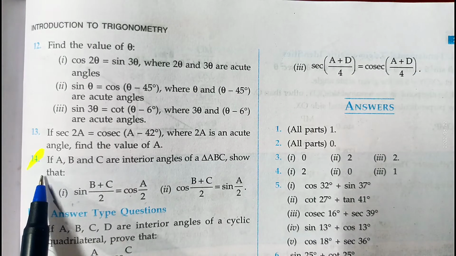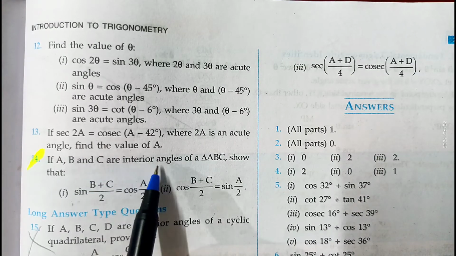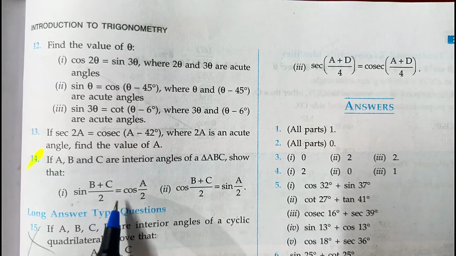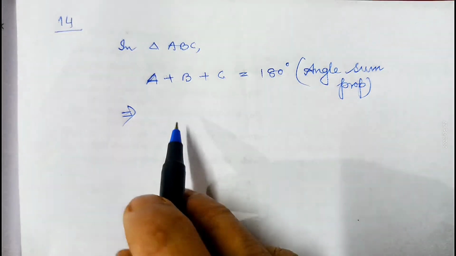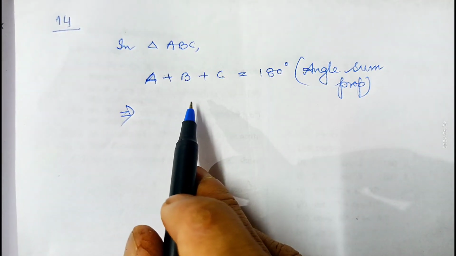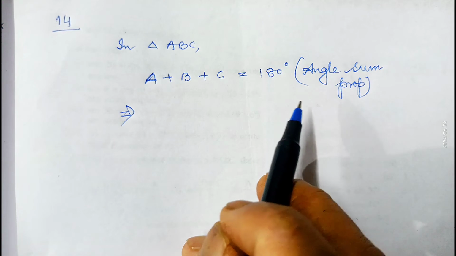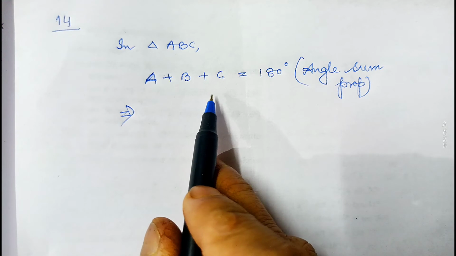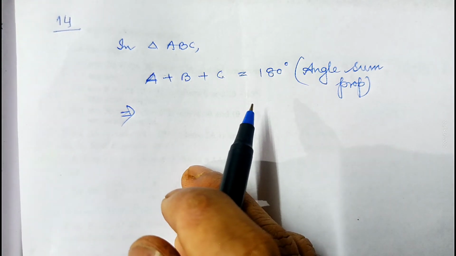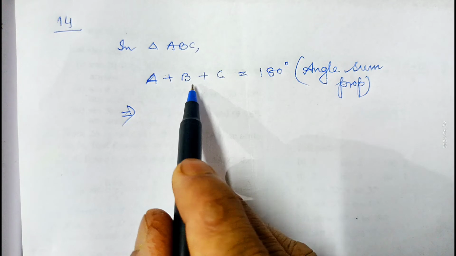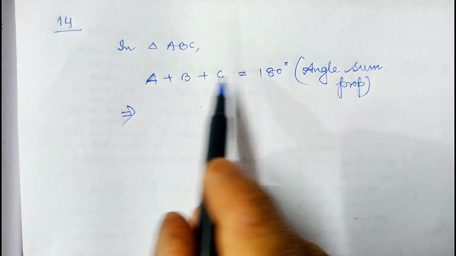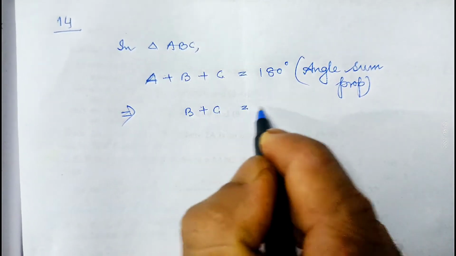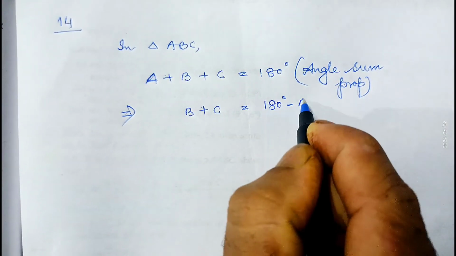In question number 14 it is given, if A, B, C are interior angles of triangle ABC, we are to show sine of B plus C by 2 equals cos of A by 2. As given in the question, A, B, C are interior angles of a triangle. From the angle sum property we know the sum of 3 angles is 180 degree, so A plus B plus C will be 180 degree. Now in the question it is given sine of B plus C by 2. So we are going to keep B plus C on one side and 180 and A on the other side. So in the next line it will be B plus C equals 180 minus A.